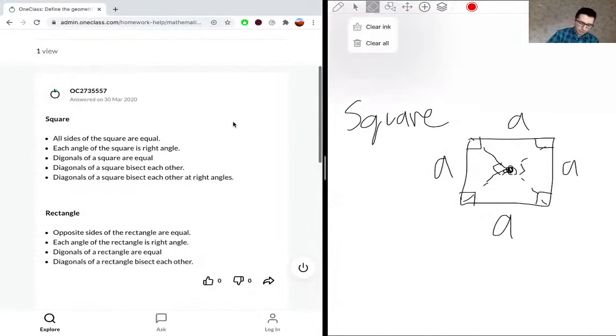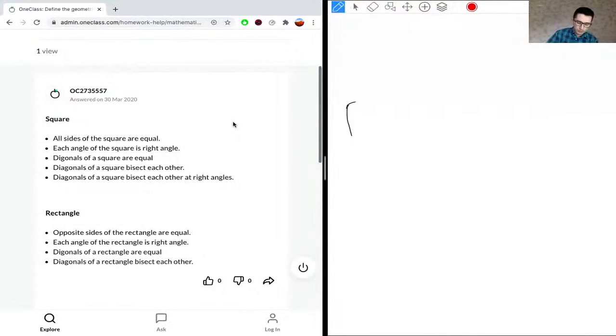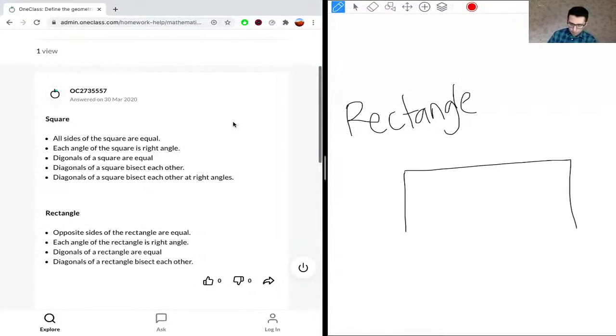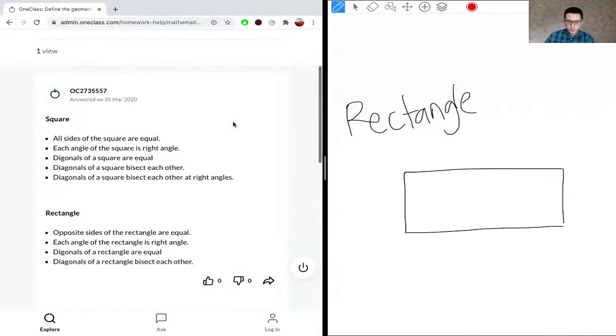For a rectangle, we have something like this. A rectangle has the following properties. So opposite sides are equal. So if you had side A and side B, those two sides shown are equal.